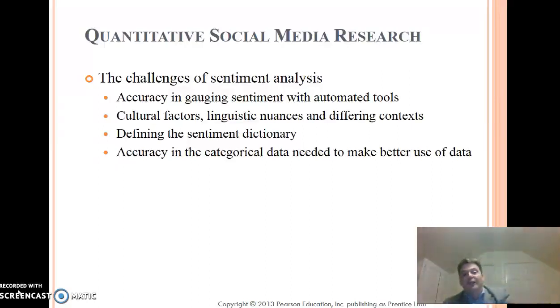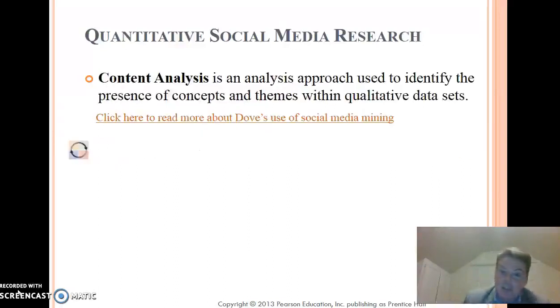So we've got cultural factors, like Irish people's tendency to find it almost impossible to pay anybody a compliment. We've got linguistic nuances: subtle differences in language in different countries and different contexts. So we have to actually define a sentiment dictionary and the words that are in it. And so you'll have words that are in widespread usage in Ireland that wouldn't be used, say, in England. And we need really accurate categorical data to make better use of the data we have.